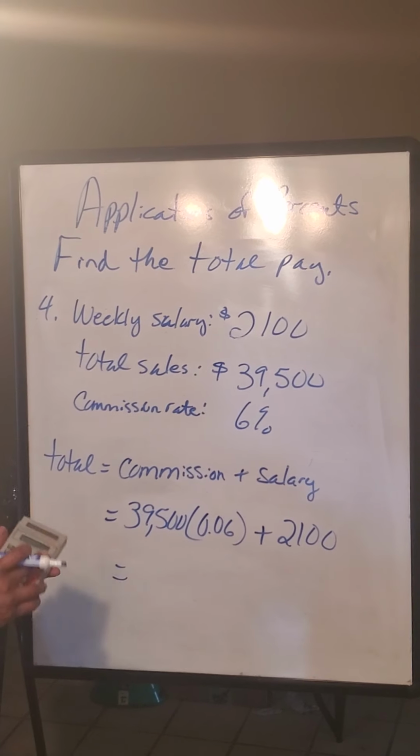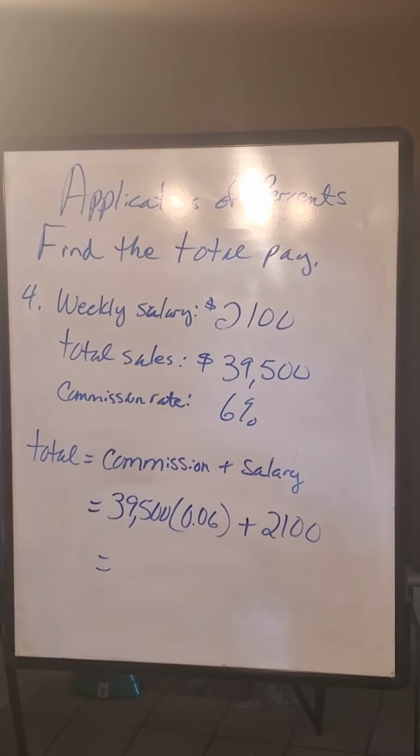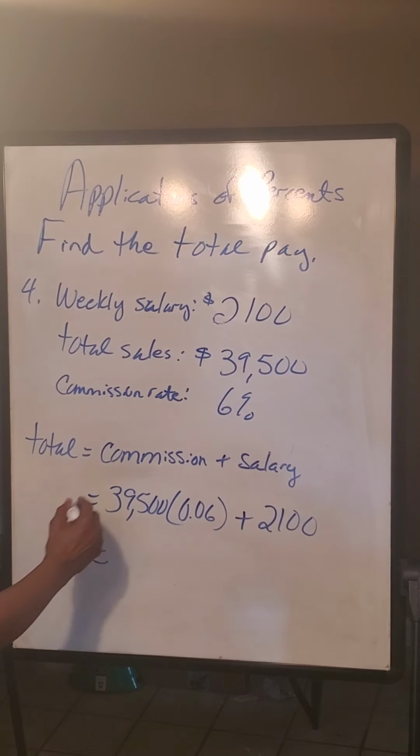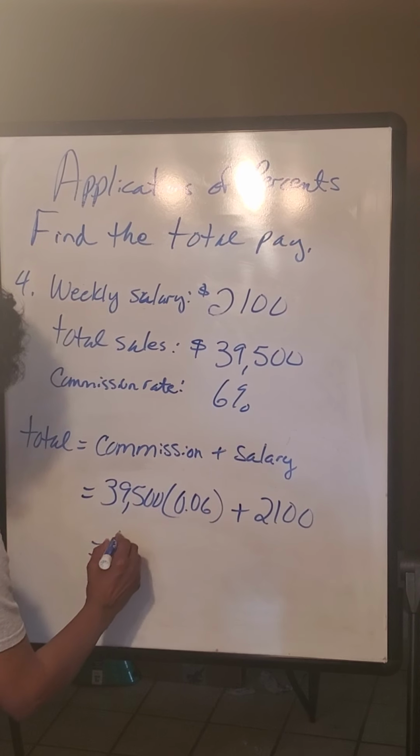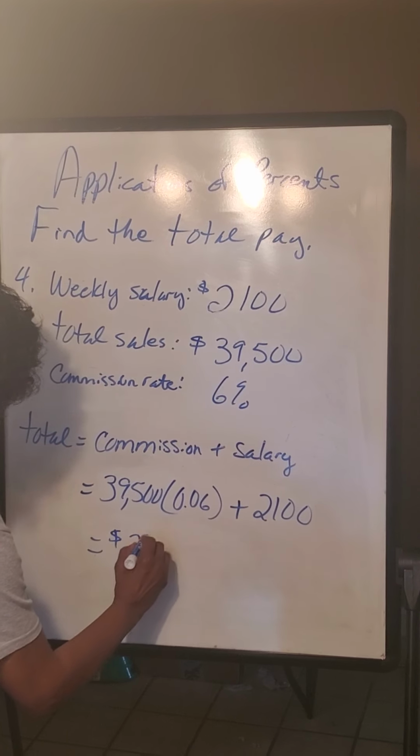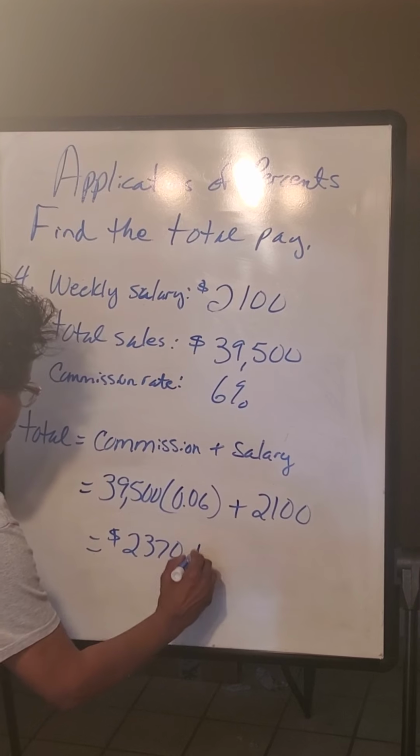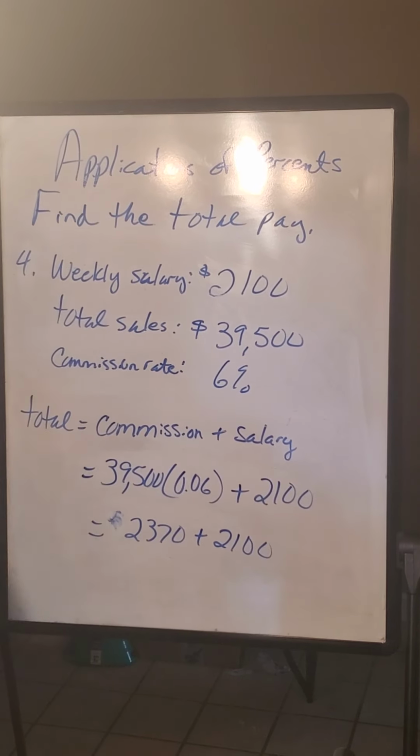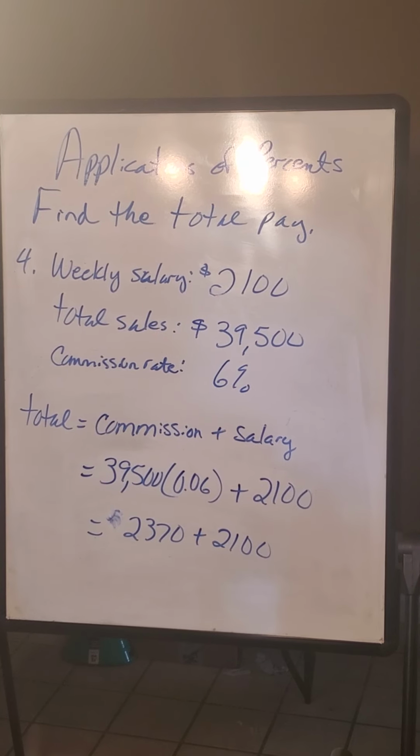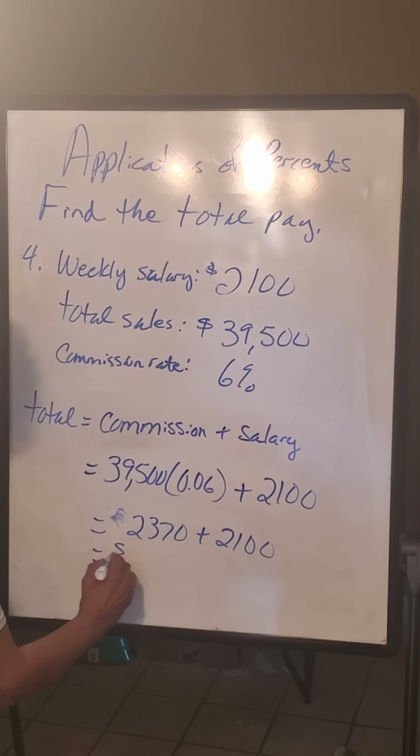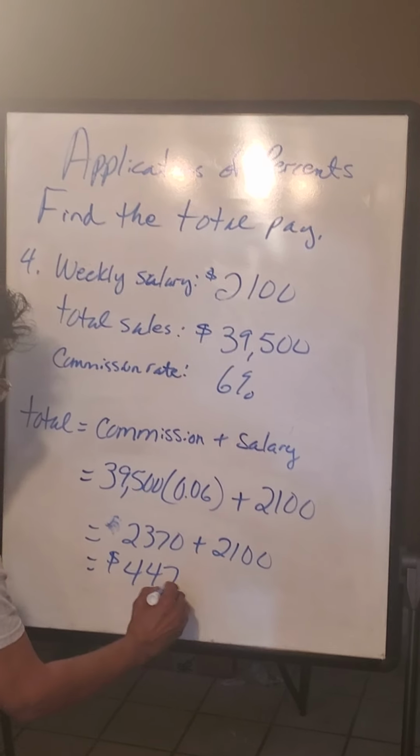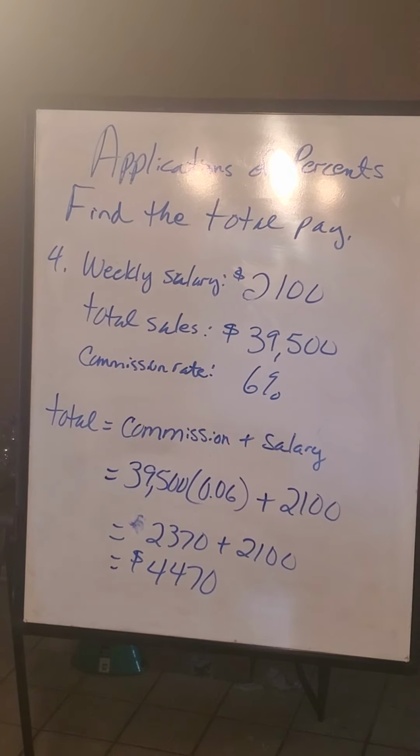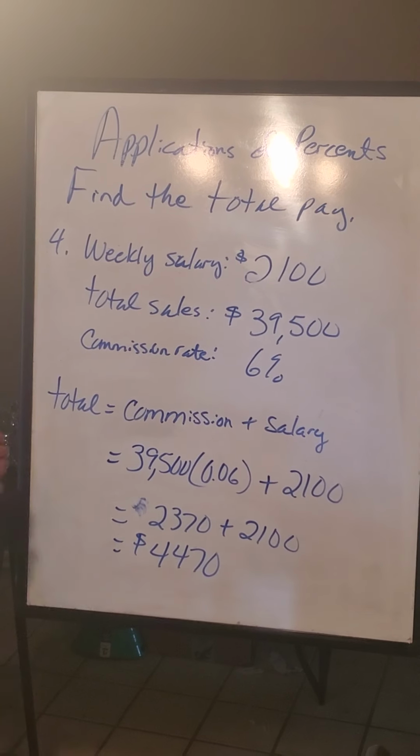So the percentage of my sales is like getting a bonus every week. So my commission for that total number of sales is $2,370. I'm going to add it to the $2,100. So that person's check for that week would be a total of $4,470. The next thing we're going to take a look at is our sales tax.